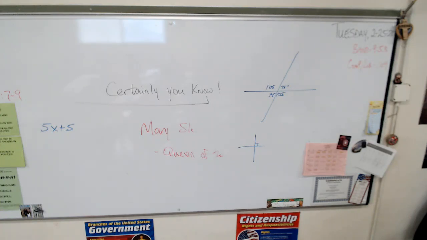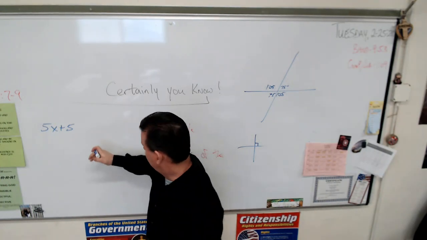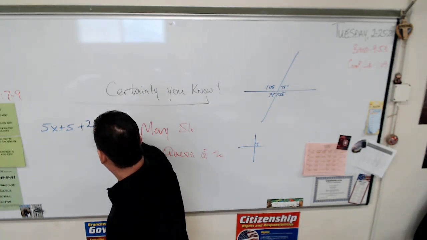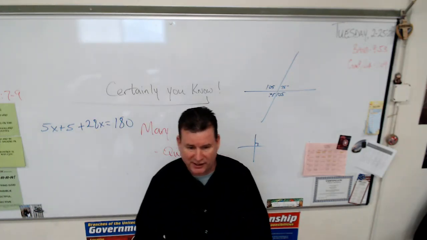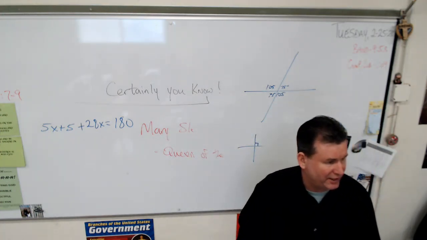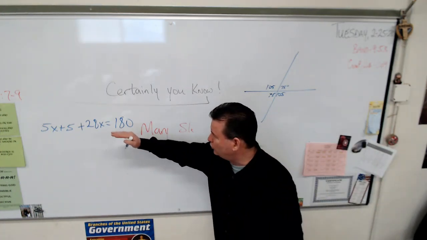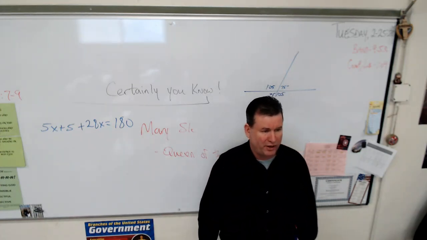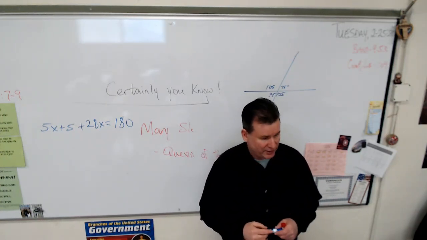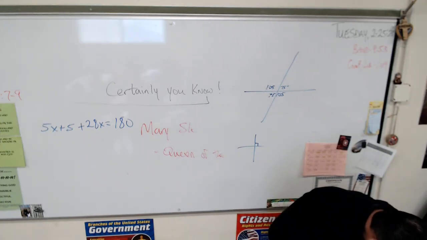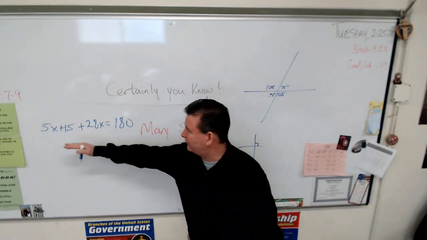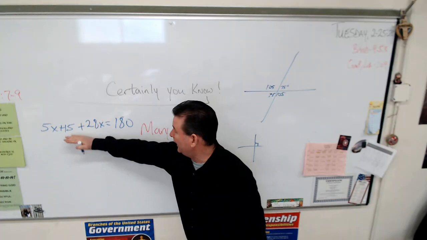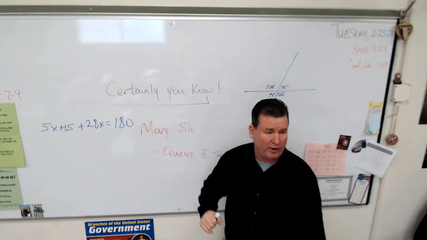Listen, is it true that angle 1 plus angle 2 must equal 180? Yes. Now, if you're serious and engaged in the lesson here today, raise your hand if you don't understand that. But don't raise your hand if you're not serious. So, do you understand that this is angle 1 and this is angle 2, and added together, it has to equal 180?